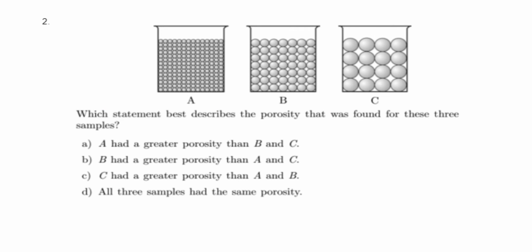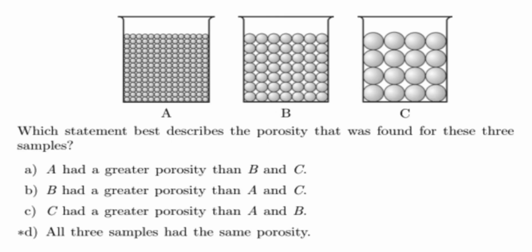So pause this video and try question number 2. Which statement best describes the porosity that was found for these 3 samples? A, A had a greater porosity than B and C. B, B had a greater porosity than A and C. C, C had a greater porosity than A and B. Or D, all 3 samples had the same porosity. The correct answer is D. All samples have the same porosity because, yes, they're different sizes, but size doesn't matter when it comes to porosity and permeability. What matters is sorting. Since all 3 samples are well sorted, they all have the same porosity.